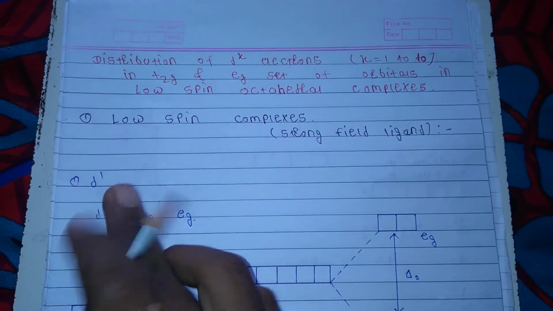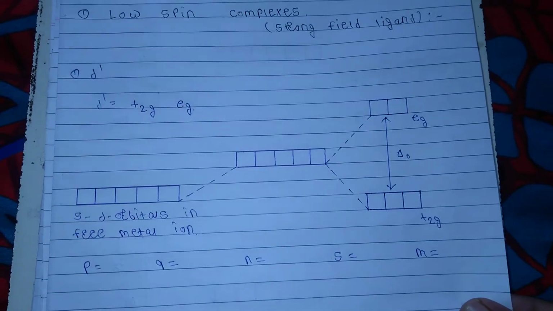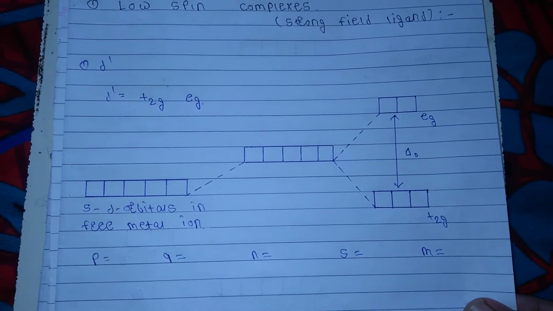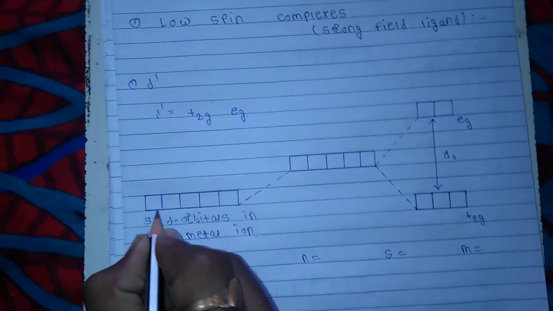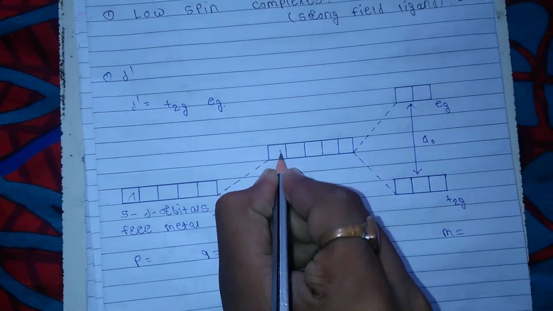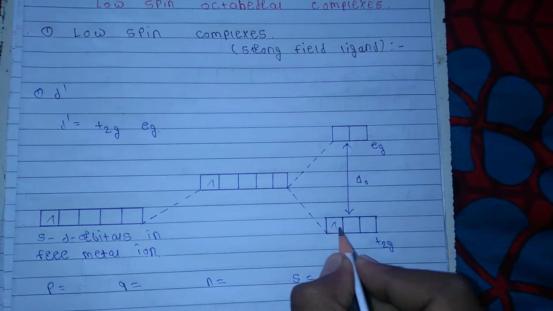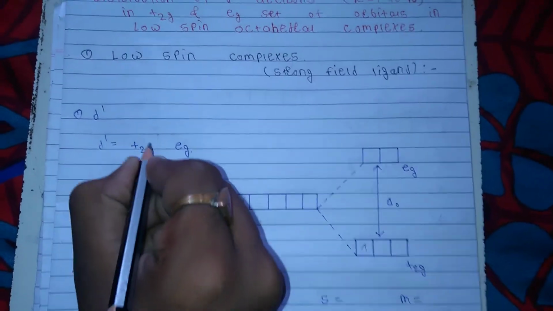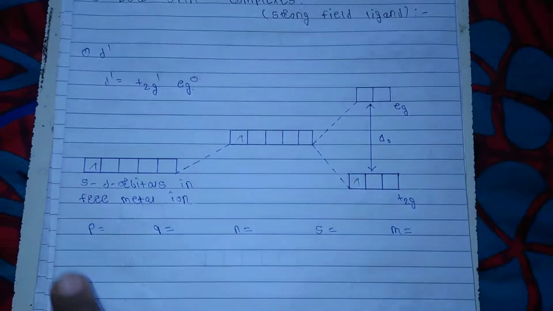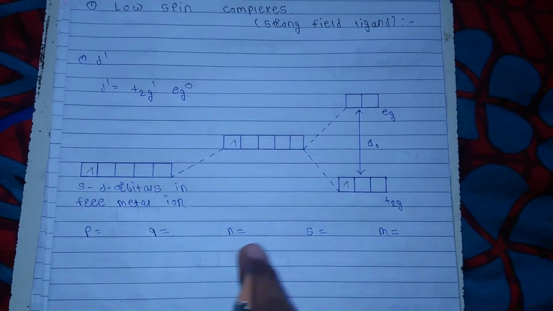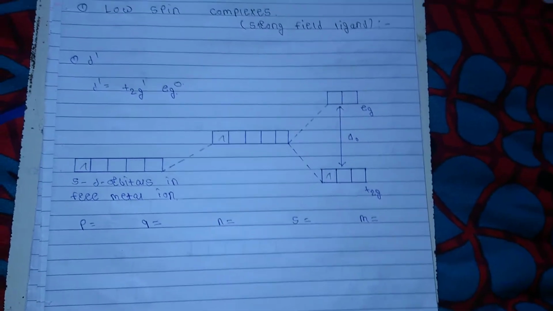First example is d1. In the d1 configuration, there is one electron in the d orbitals, and this electron goes in t2g. So d1 is equal to t2g1 and eg0. Then find out P, Q, N, S and M. What are P, Q, N, S and M?